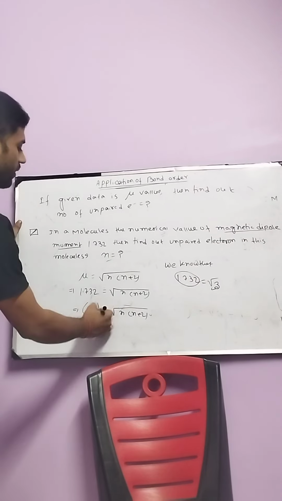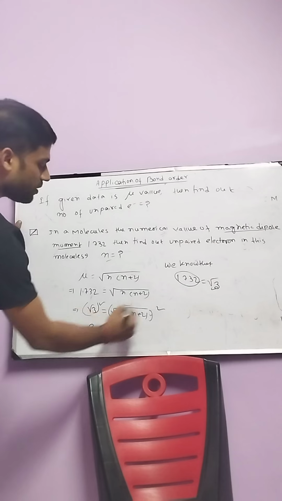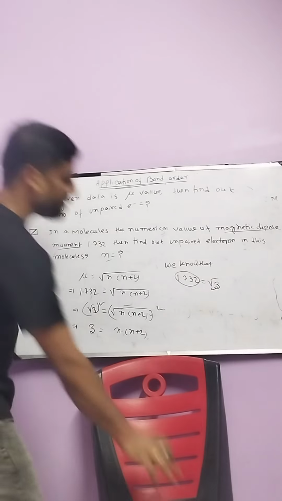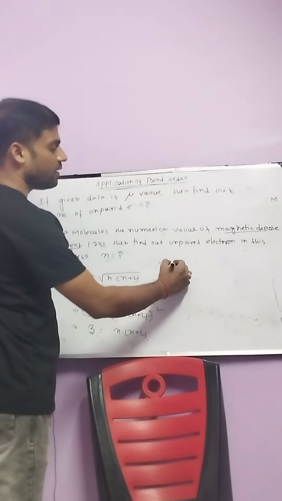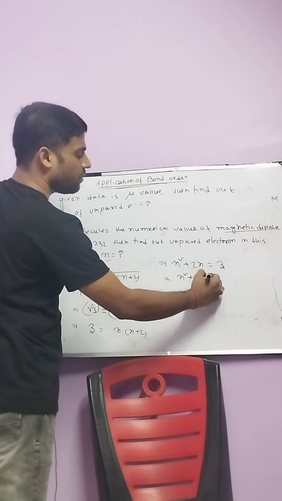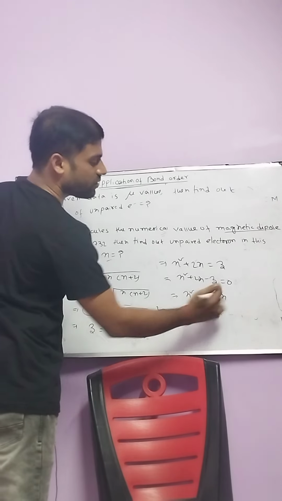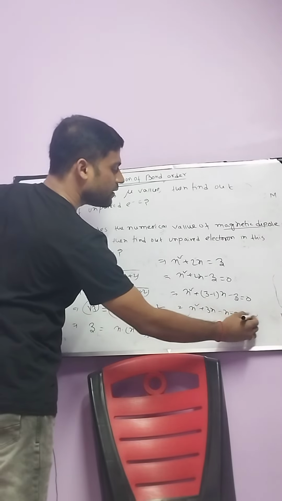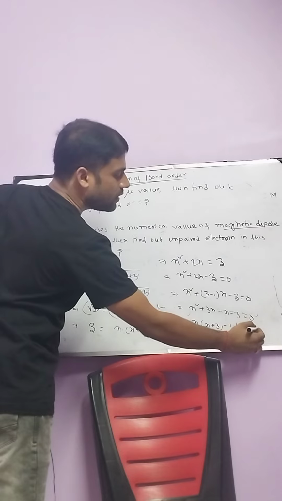Next step, square both sides. Root 3 squared is 3, and root over n into n plus 2 squared, that means the root cancels out. So the remaining portion is n into n plus 2. Then, calculating the multiplication, n squared plus 2n is equal to 3. So n squared plus 2n minus 3 is equal to 0. Using the middle term process, n squared plus 3n minus n minus 3 is equal to 0. So taking n plus 3 common, (n plus 3)(n minus 1) is equal to 0.